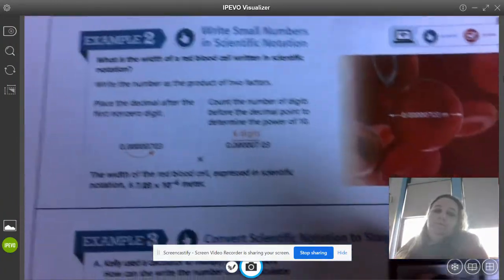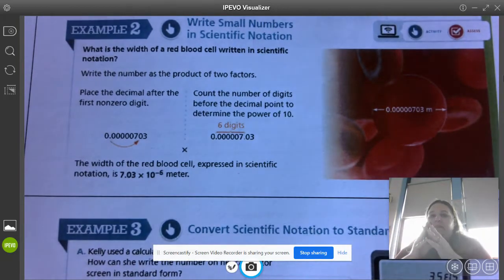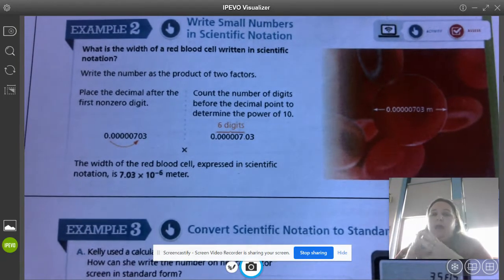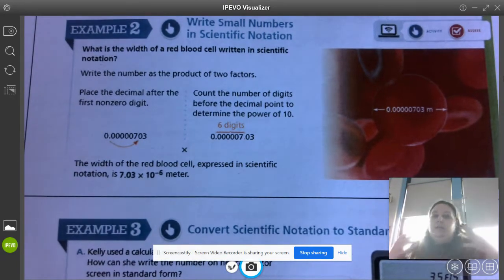So another time we can talk about them is when we're talking about really tiny things, a lot of things you can't see with the human eye. But those numbers are really long because they're really small.